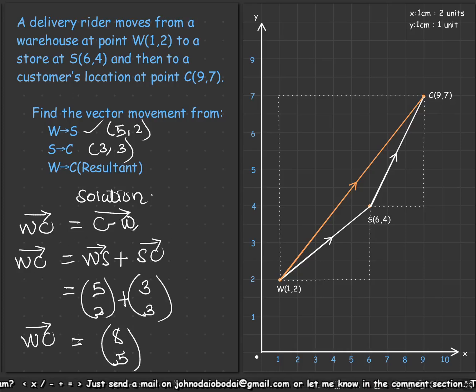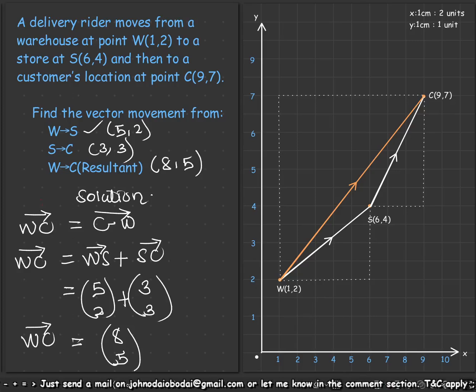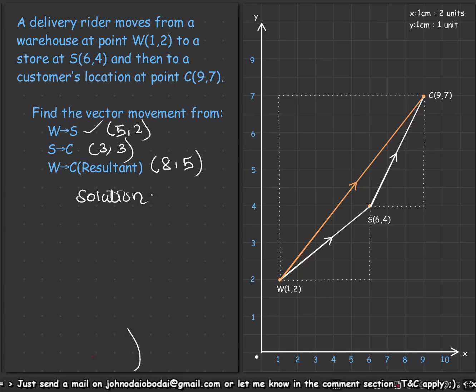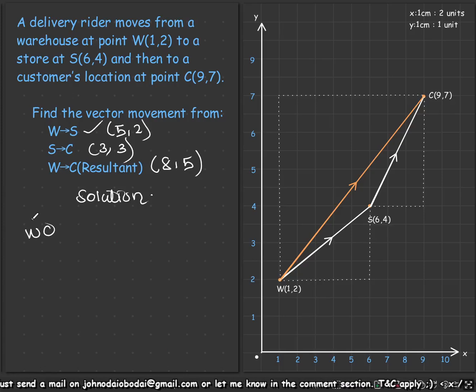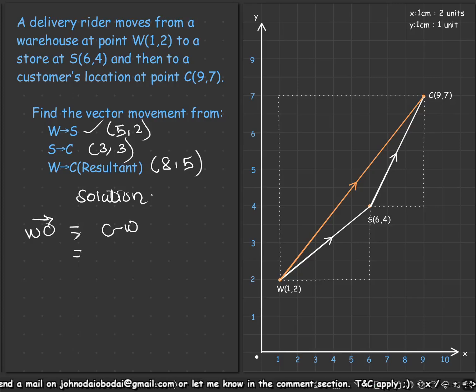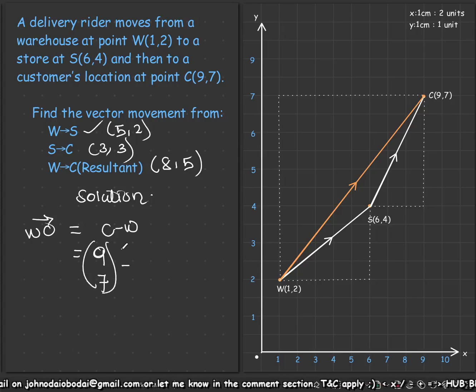But if you want to say, maybe you had your coordinate for W and the coordinate of C, and then you wanted to do it directly, that is also fine. Let's try that and let's see. So what we have here is our WC, which, as I said initially, is C minus W. Your point C is (9, 7), minus your W, which is (1, 2).